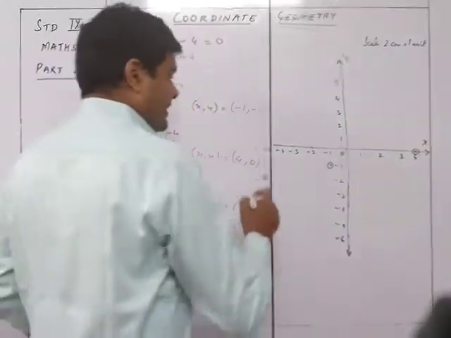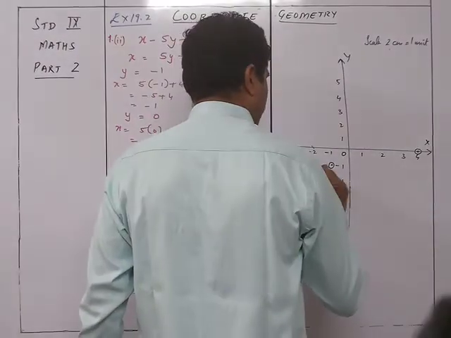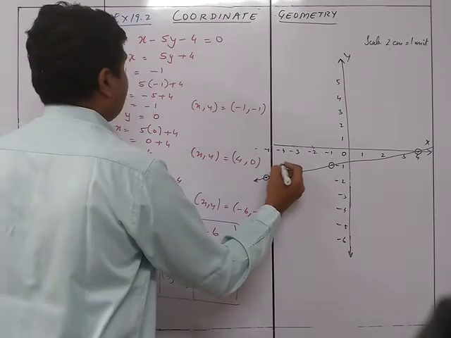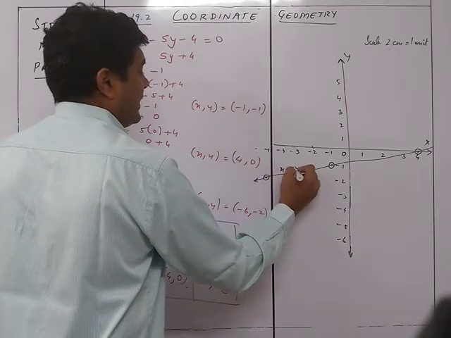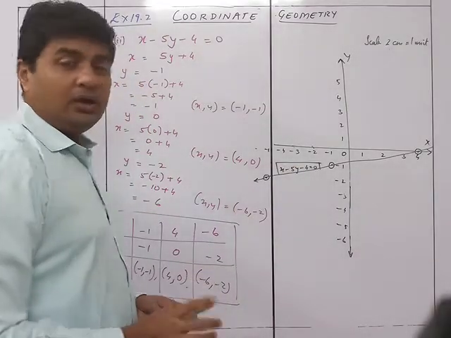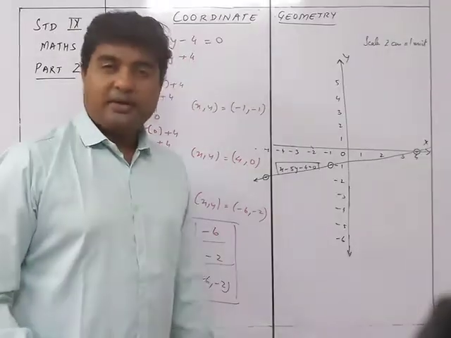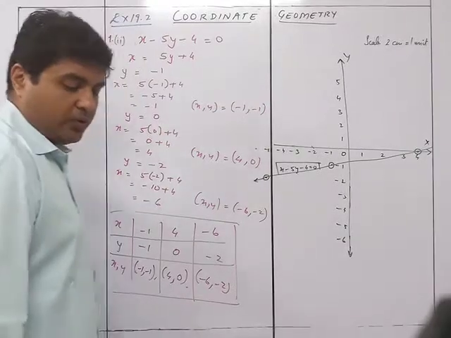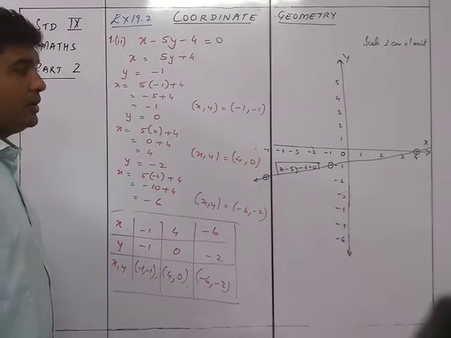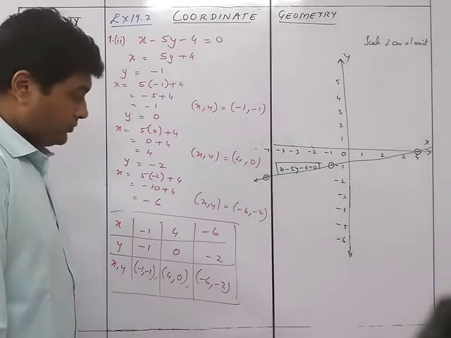So you will find that this again is going to give you a straight line like this. So this is a straight line over here, and this equation will be x minus 5y minus 4 is equal to 0. So this is the required graph. Okay, so this was how we are going to draw question number 1 ka second. Are we clear with this?